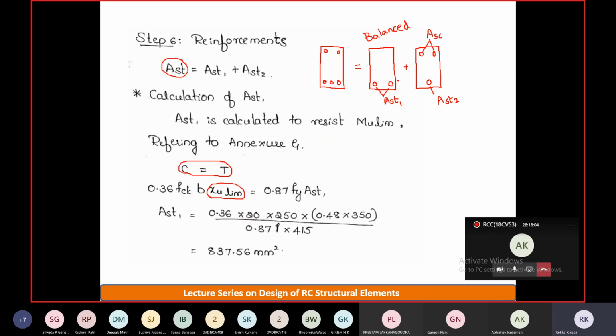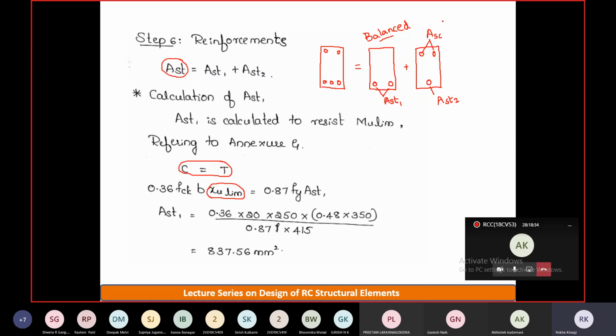Why Mu limit is because this is considered to be a balanced section. For the balanced section, Mu is equal to Mu limit and XU is equal to XU limit. So this is the reason why we need to consider it to be a balanced section, so that we get the value of AST required for the first condition or the first part of the doubly reinforced section.